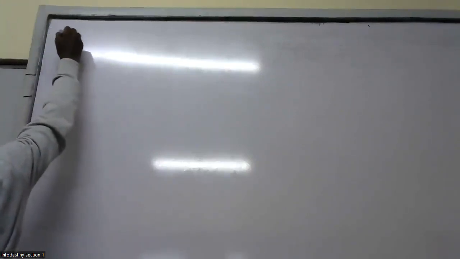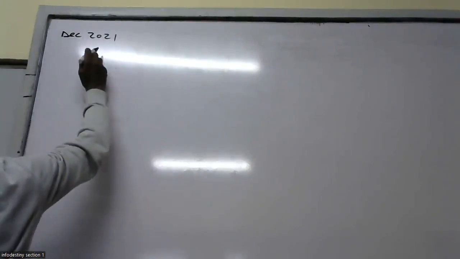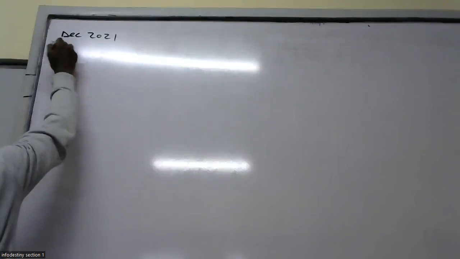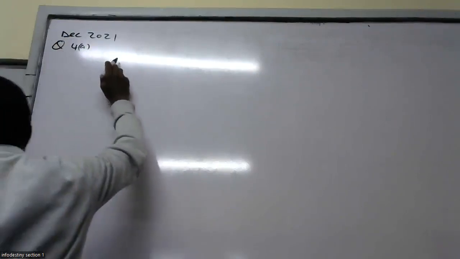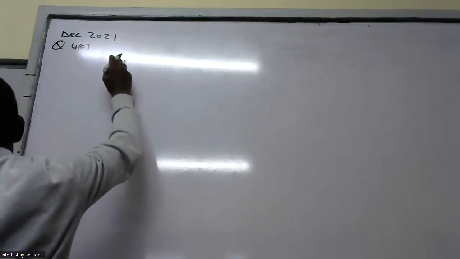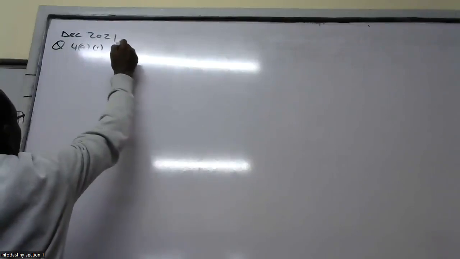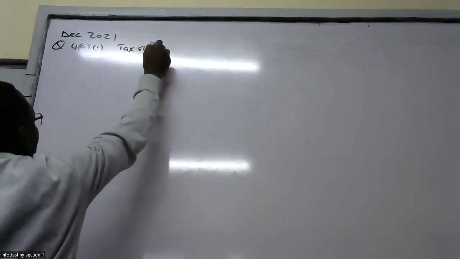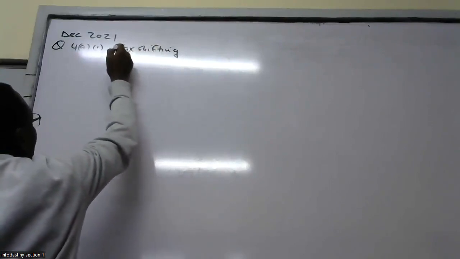So we'll look at A part. A says this. This is December 2021, question four. First, explain the following terms as used in taxation. The term tax shifting. So let's explain that for 2 marks.